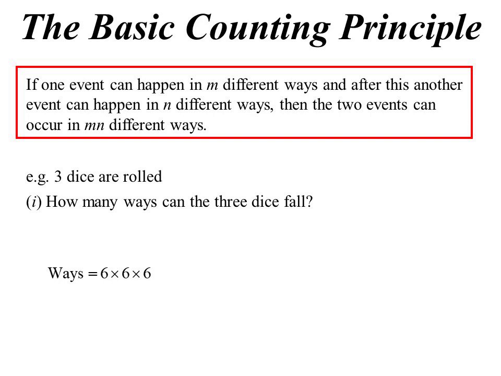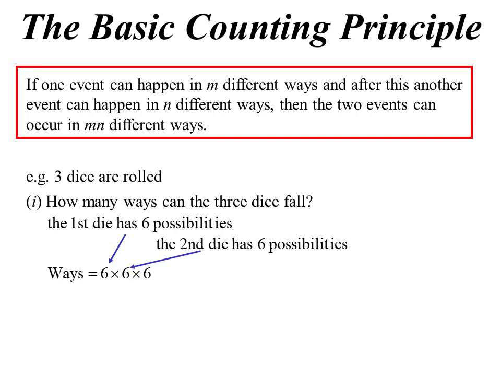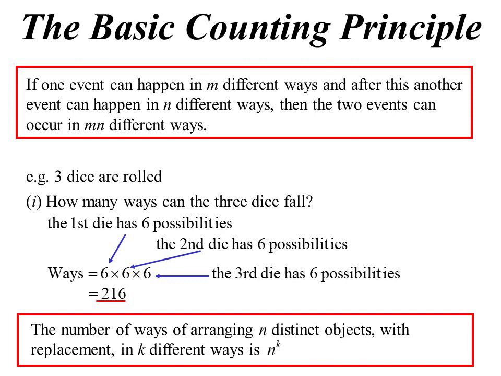Why? Alright, I roll the first one. There are 6 different things that could happen. I roll the second one. There's 6 different things that could happen. I roll the third one. There's 6 different things that could happen. 216 ways. I know. Imagine if you were going to write them all out. That's going to take some time. So in general, if you've got k distinct objects, but each of them have the same number of ways n, then it's going to be n to the power of k, like I had here, 6 to the power of 3. So that could save some time too.